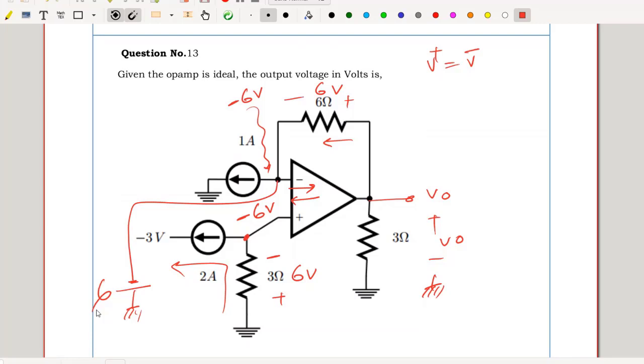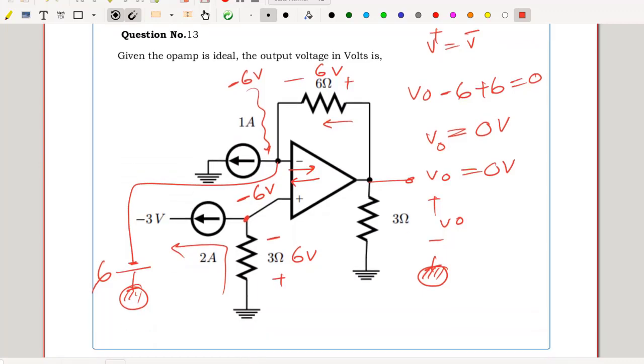So to identify the unknown voltage V out, I am writing KVL around the loop. I am starting from here, I will end here. So starting from here, negative, positive, V out, plus minus, minus 6, then negative, positive, plus 6 equal to 0. Implies V out is equal to 0 volt. Hence this V out equal to 0 volts.